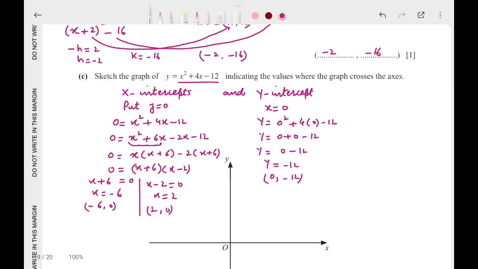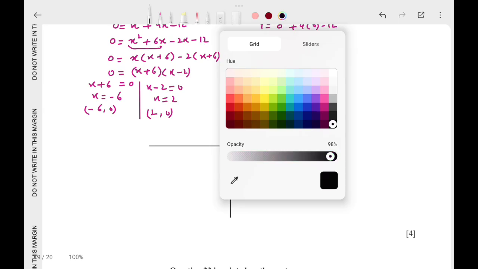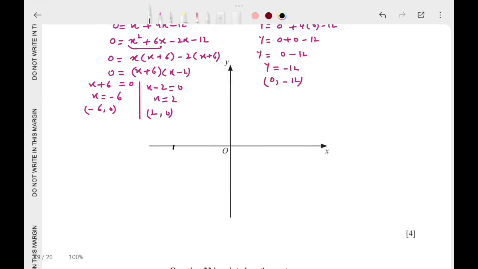So we can plot these coordinates on these axes actually. So minus 6 would be here probably, and 2 would be here, and minus 12 can be here as well, 0, minus 12. So we can join and get a parabola curve.